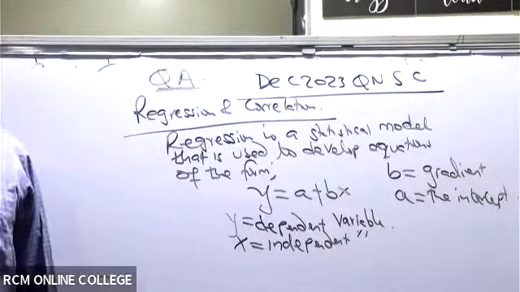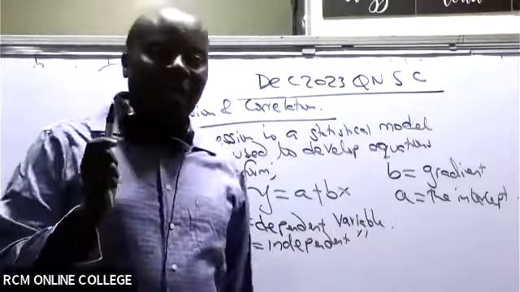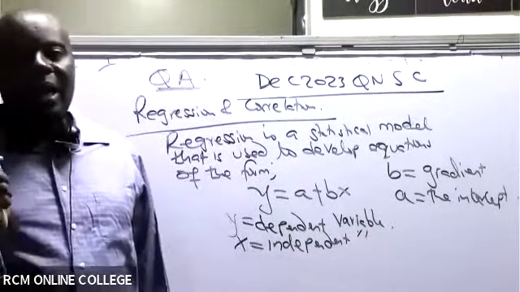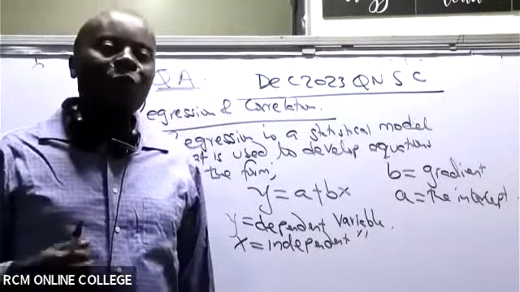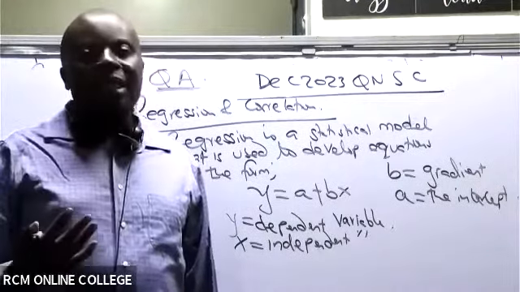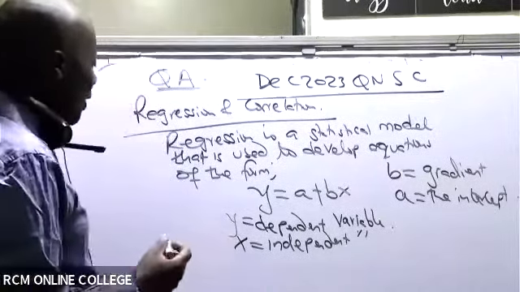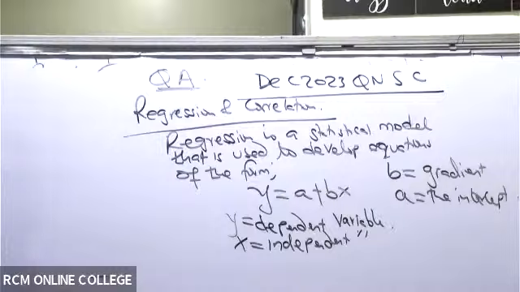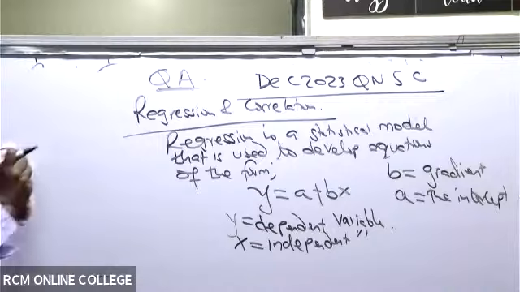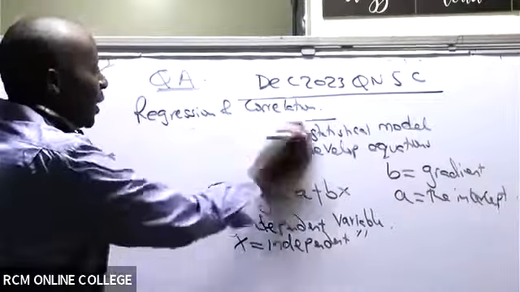Now, ladies and gentlemen, for the years that I've been leading teams marking CASNEB exams, I know normally where students go wrong. In most cases, you will be given two variables. Let me just demonstrate. You'll be given two variables like this.